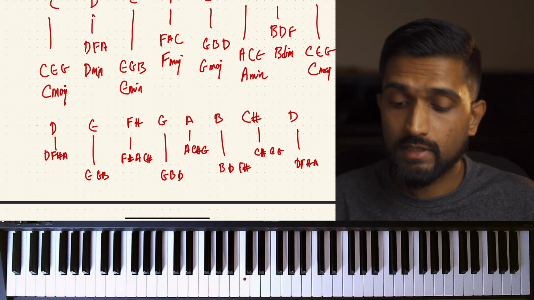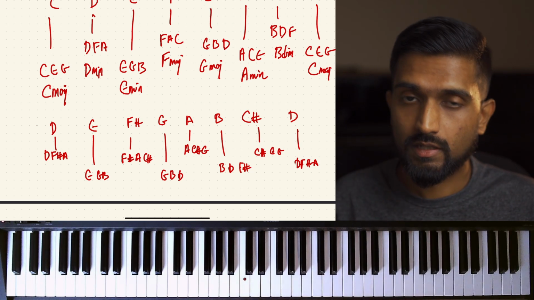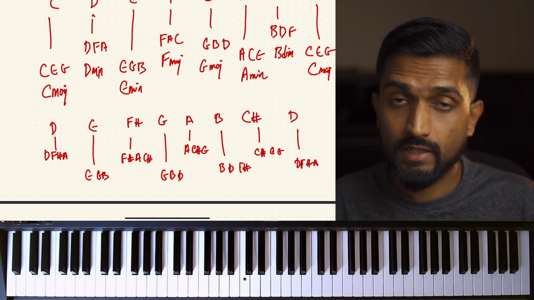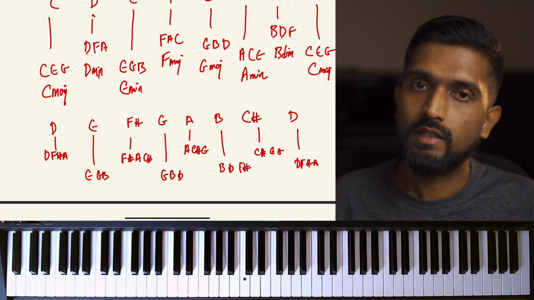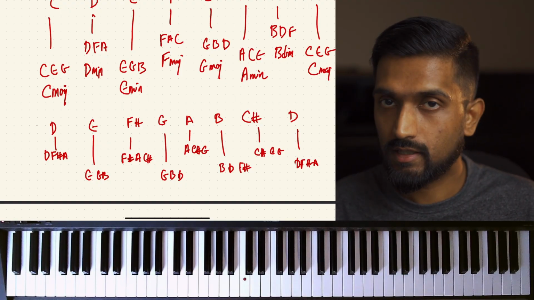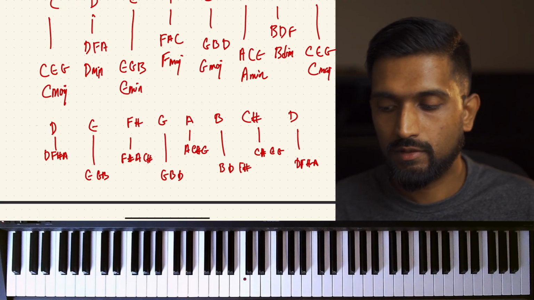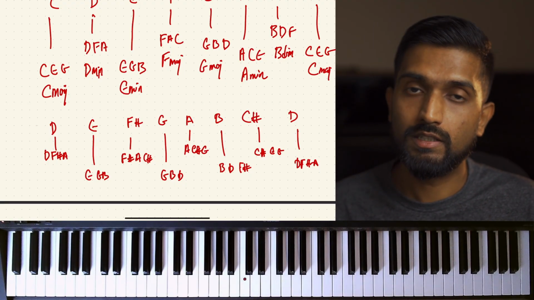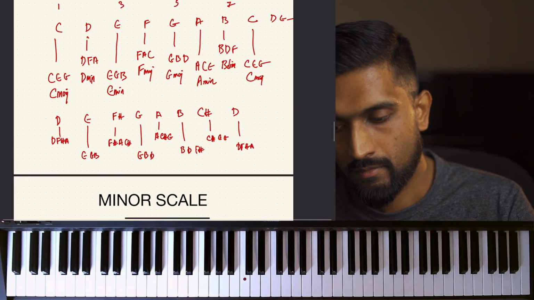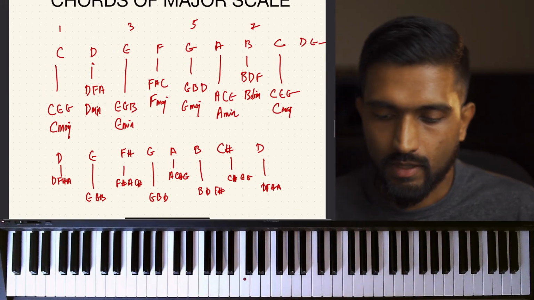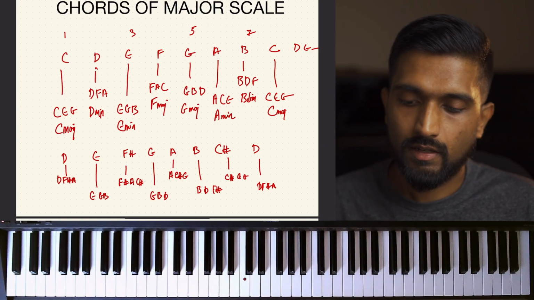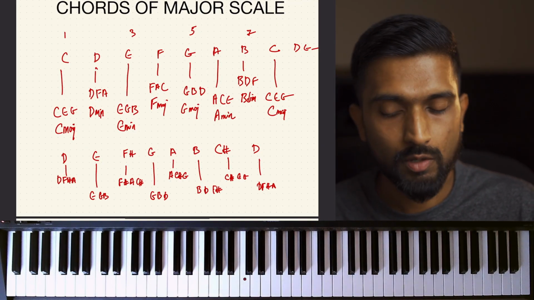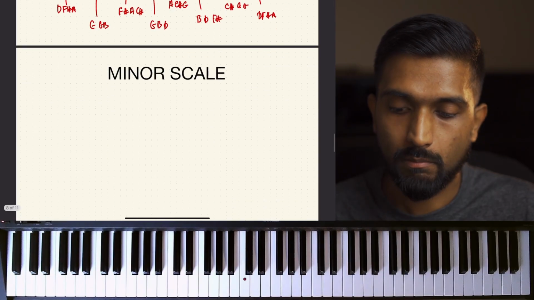So again, the same thing applies. So the first, the fourth, and the fifth notes are major chords. The second, third, and sixth are minor chords, and the seventh is a diminished chord. Right, so that's the chords of the major scale. Let's move into the next topic, which is the minor scale.